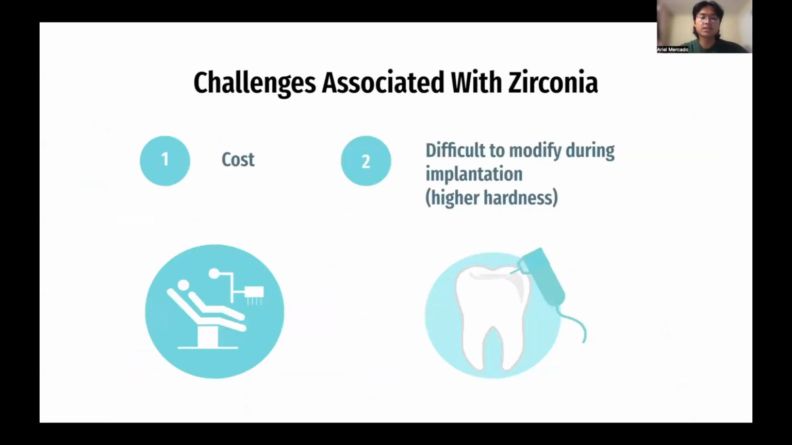As for zirconia, cost is the biggest factor. Titanium implants range from $975 to $5,000, while zirconia is $1,500 to $7,000 without insurance. Alongside the increased cost, zirconia is harder, which makes it more difficult to mill during the manufacturing process. And during implantation, dentists have a difficult time tweaking the implant to ensure a proper fit in the patient's mouth.